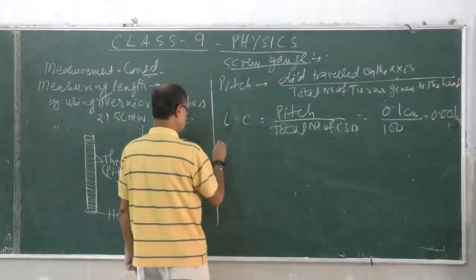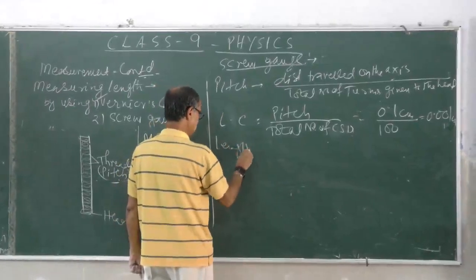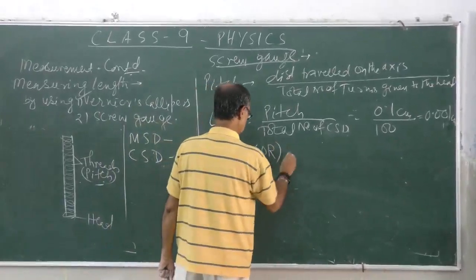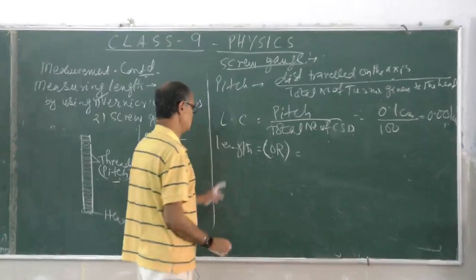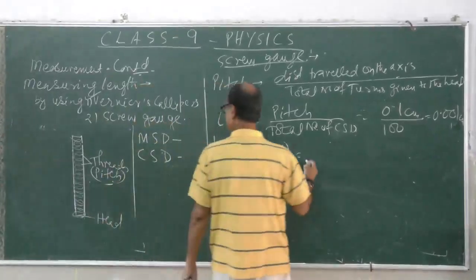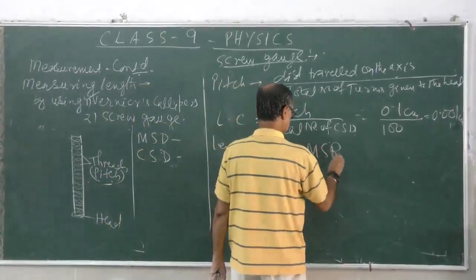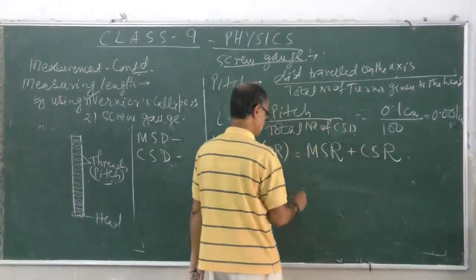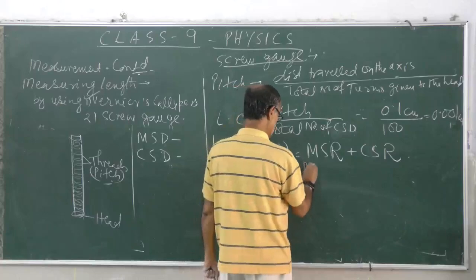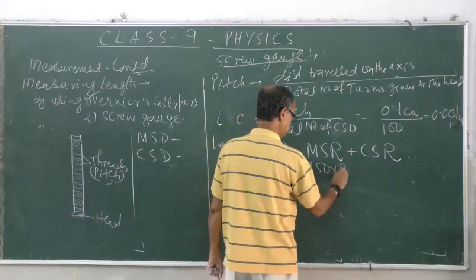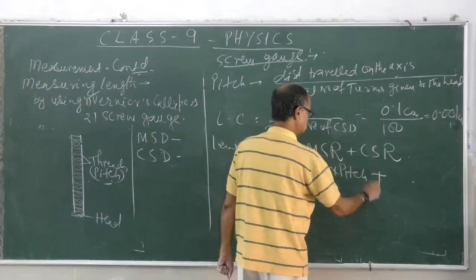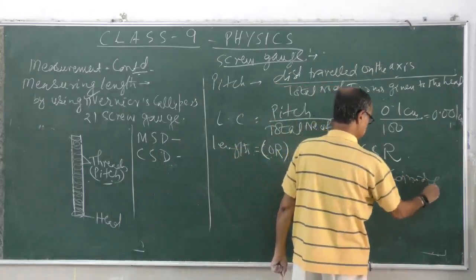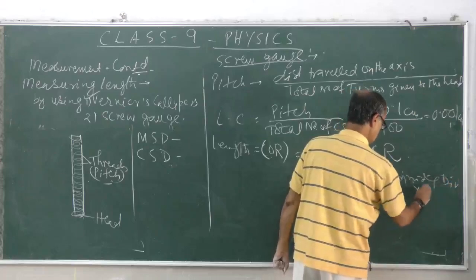Then how is the length measured? The length that is measured is called the observed reading. The observed reading, called length, should be the same as MSR plus CSR. Then what is this MSR? MSR is nothing but the MSD multiplied with the pitch, plus CSR, which stands for the coinciding division multiplied with the least count.